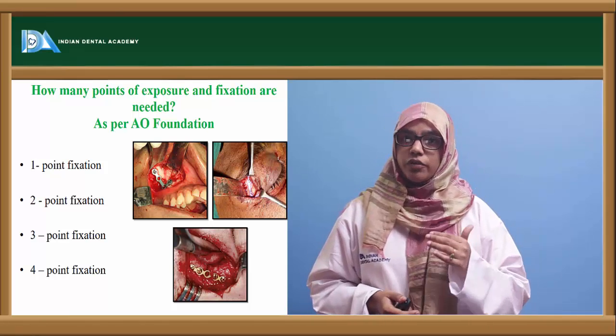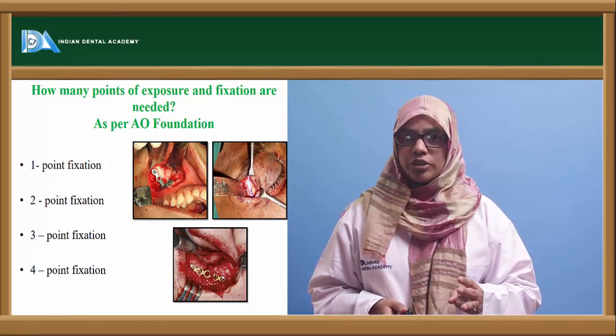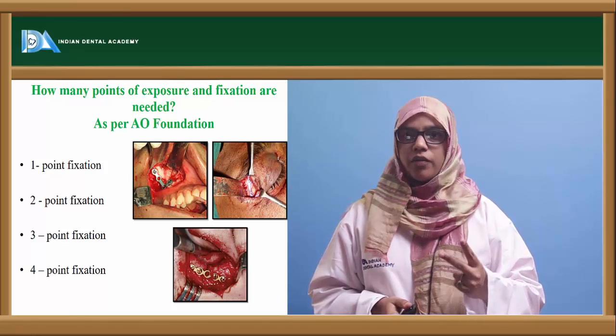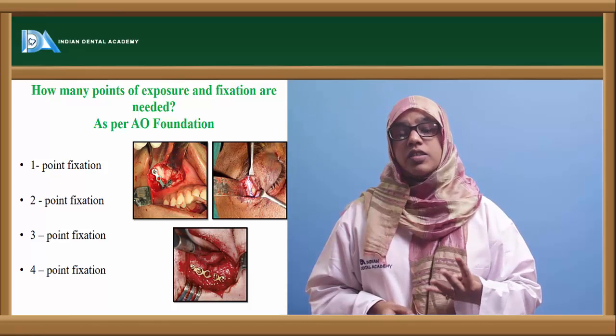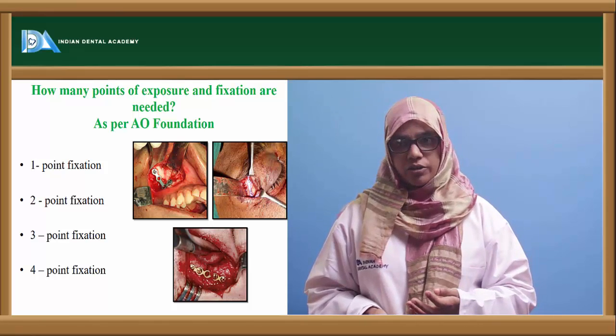When there is fracture of the infraorbital rim also, you will do 3 point fixation. The order is frontozygomatic area, infraorbital rim, and the buttress. 4 point fixation is done in cases where the zygomatic arch is also fractured.